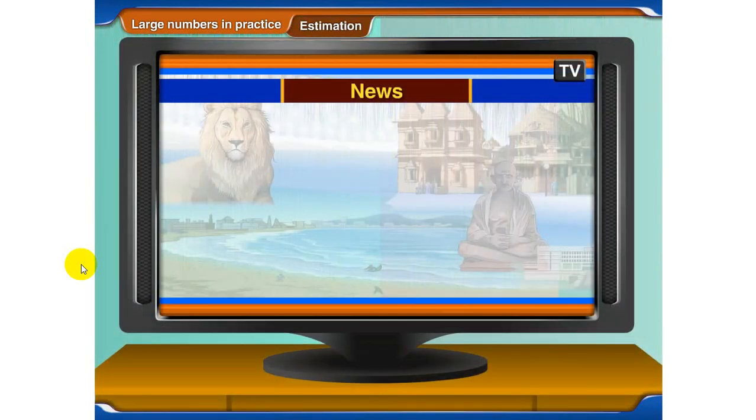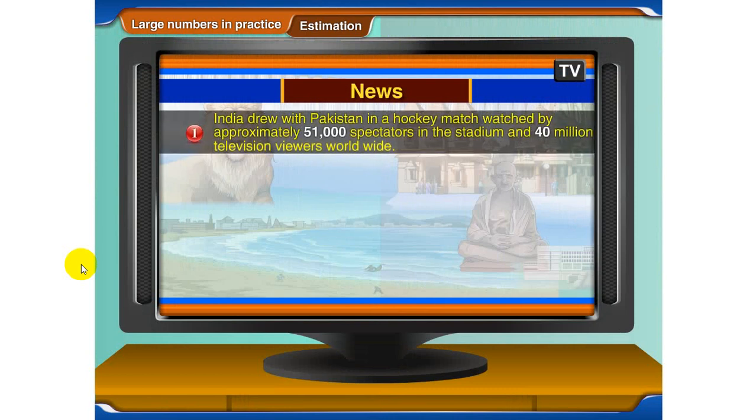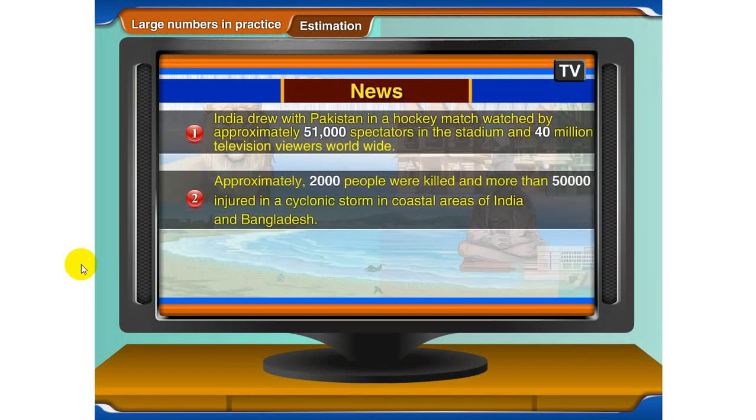Estimation. News. 1. India drew with Pakistan in a hockey match watched by approximately 51,000 spectators in the stadium and 40 million television viewers worldwide. 2. Approximately 2,000 people were killed and more than 50,000 injured in a cyclonic storm in coastal areas of India and Bangladesh.